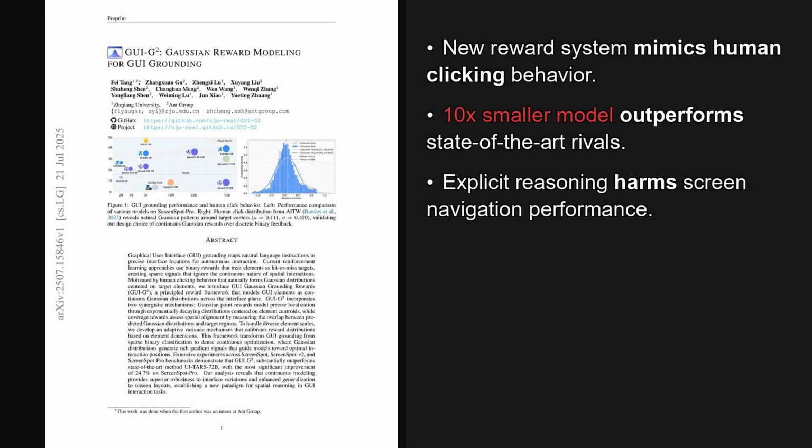So to wrap things up, the key takeaway from this paper is truly profound. By moving away from simple hit-or-miss feedback and instead using a rich, continuous Gaussian reward system, the model learns much more effectively. This new approach, which more closely mirrors how humans actually interact with screens, allowed a much smaller model to vastly outperform competitors 10 times its size. And interestingly, the authors found that for this kind of task, locating things on a screen, explicit step-by-step reasoning actually hurt performance.